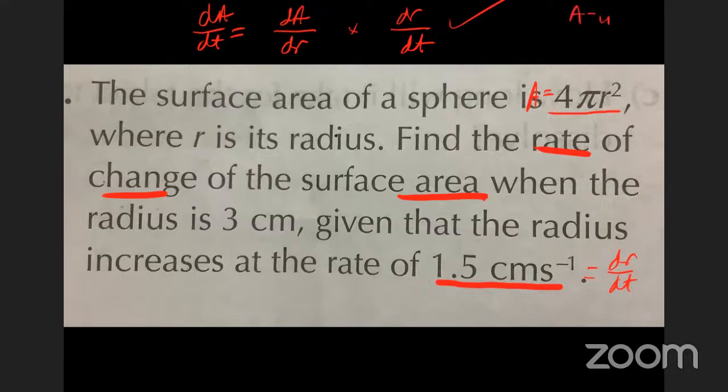A is equal to 4 pi r squared. So when I differentiate that, you'll end up with 8 pi r. And how do you get the actual value? Substitute r is 3. So that'll be 3 by 8, which is 24 pi. So it means that dA dr is 24 pi. Finish it quickly.